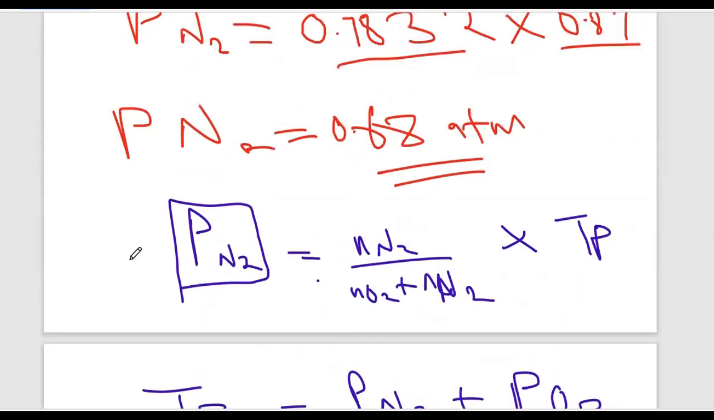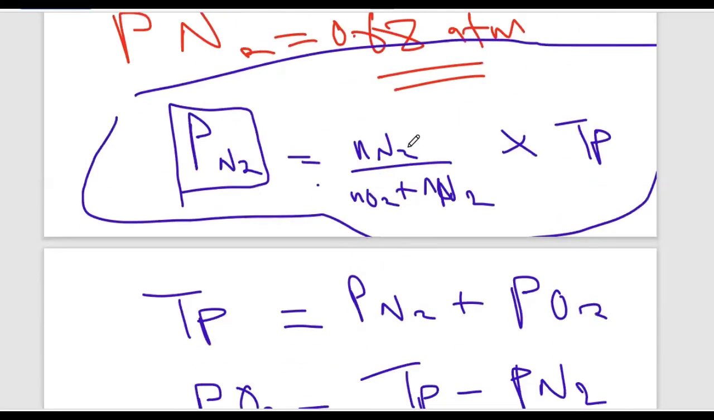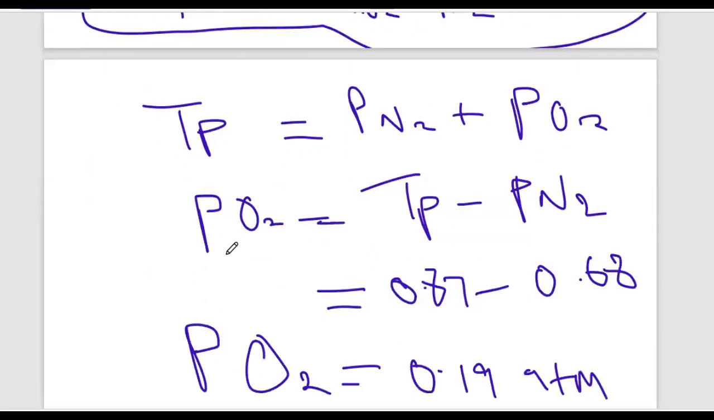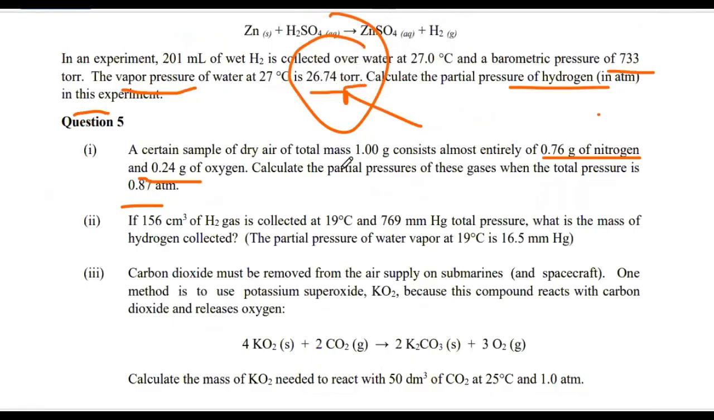When you're using this one, the one I wrote here, make sure that you have the moles for both gases that are present. Here we have the moles of oxygen, and also the moles of nitrogen. And make sure the total pressure is given. Then you can use this one. After finding one, you can find the other by simply using that formula: total pressure is equal to the partial pressures of the gases that are present. So that's how you do that.